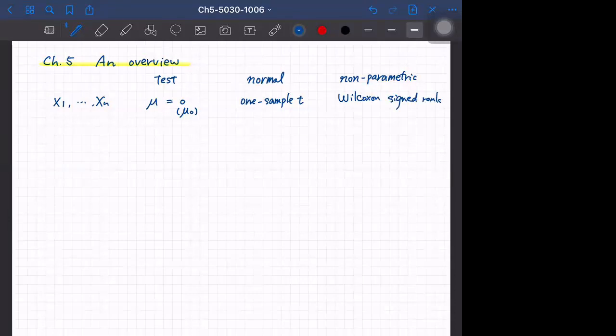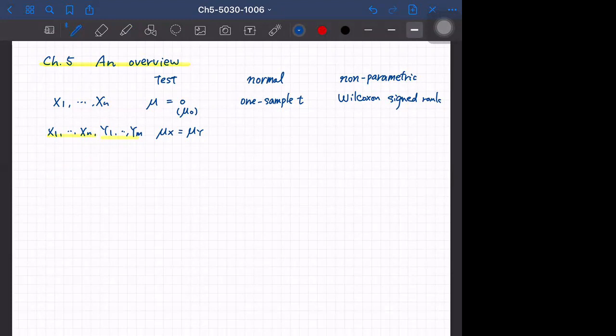In later sections we study two sample tests. So we have x1 to xn and also y1 to ym. Each of the groups has a sample mean and population mean. So we can test whether mu x is equal to mu y, against mu x is not equal to mu y, or mu x is larger than mu y.